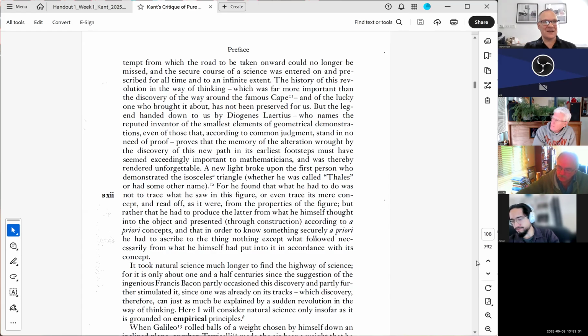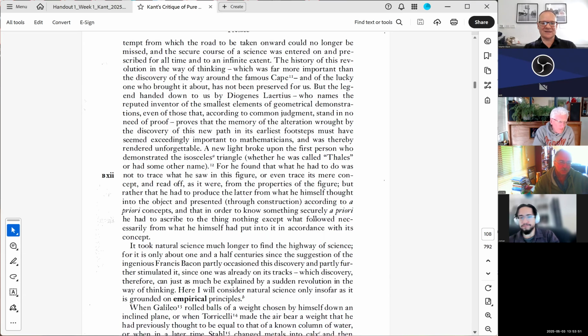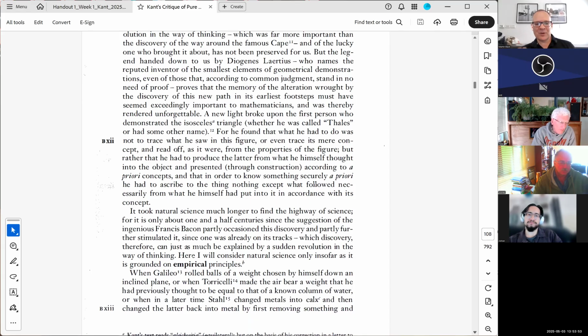So again, this is Kant giving a lot of credit to Bacon, I think quite rightly, but in ways that are not normally now done. That credit is now normally given to Leibniz and Descartes. Okay, so he says, here I will consider natural science only insofar as it is grounded on empirical principles, which he's going to deny, right? But this is a very important passage for what's going on with Kant, and so we'll read this paragraph from B12 until it goes over the page onto B13, because then he gets down to metaphysics.